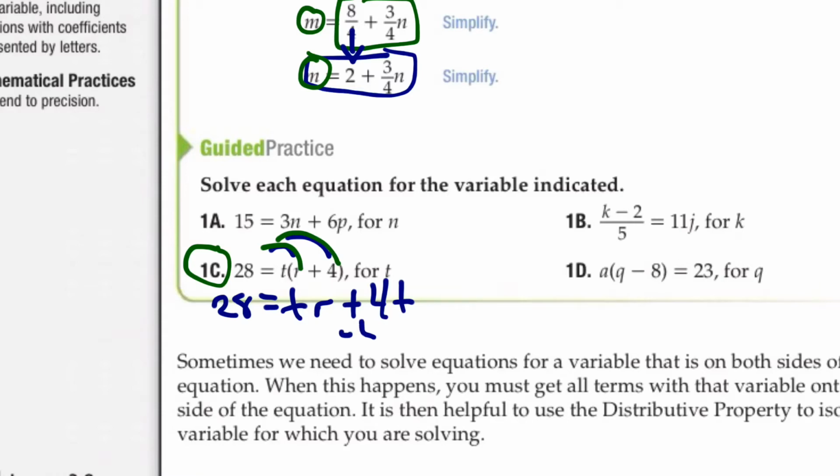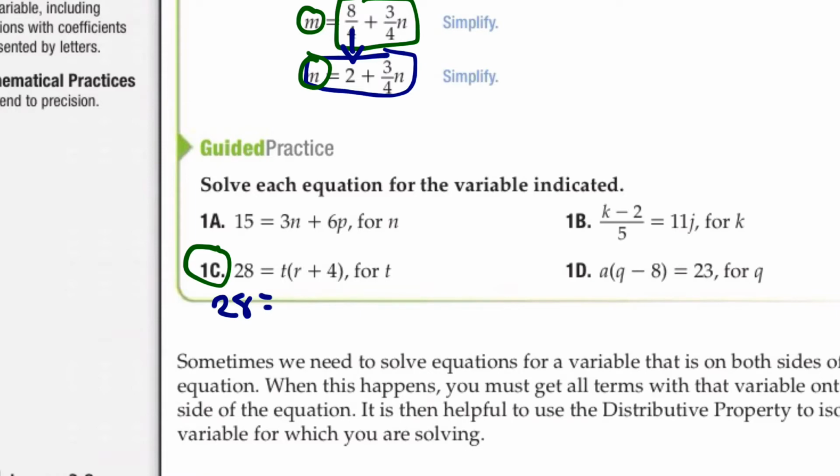Alright, now let's get the T by itself. I'm going to subtract 4T. Oh no, wait. I can't subtract 4T, because if I subtract 4T, I don't have T by itself. Let's see, what if I were to erase this? Alright, I want T by itself. So check this out, I can do something else.